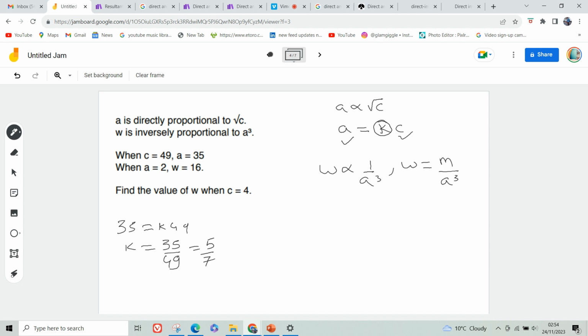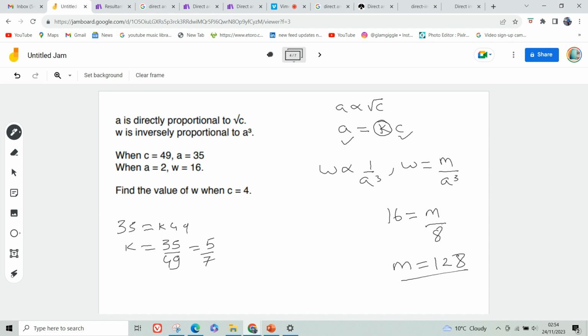Now for the second part, when A is 2, W is 16, simply sub the value of A and W. So 16 equals M times 2 times 2 times 2, let's directly write it as 8. So M will be equal to what? 16 times 8. So M is equal to 128. We got both the constants.